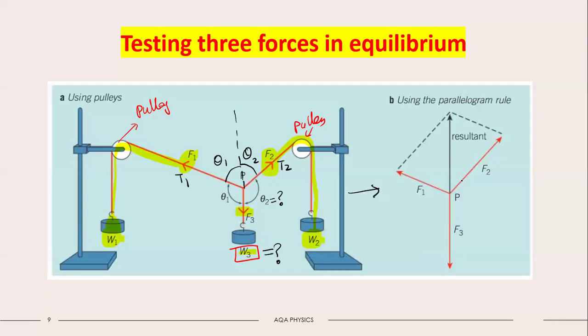If we look here, we have made the vector diagram for that, and then we complete it to form a parallelogram, right? Once we draw the parallelogram, you know the resultant is always the diagonal. So this is the resultant, and that resultant is always equal to F3. So we say that the resultant of this is equal to F3. Using this, we can find the weight W3.